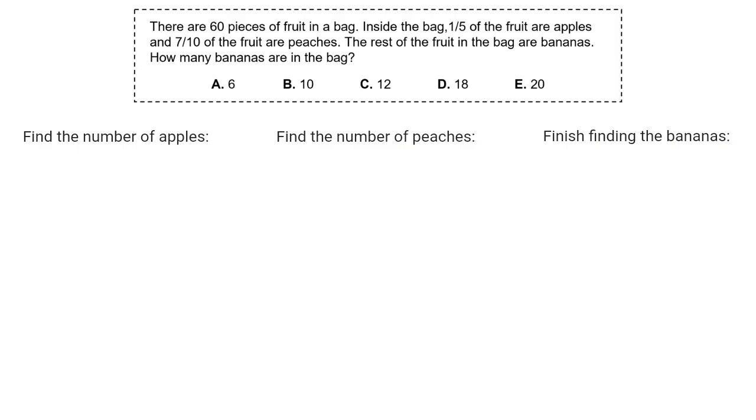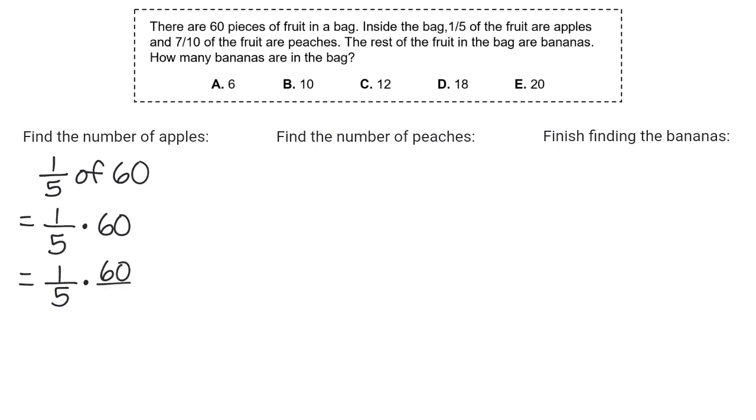So in the problem, they said 1/5 of the 60 fruit are apples. So we're going to have to find 1/5 of 60. And if you ever want to find the fraction of an amount, you just multiply the fraction by the amount. So we're going to have to do 1/5 times 60. And so working this problem out, I'm going to do 1/5 times 60 over 1. And then multiplying straight across, you're going to end up with 60 over 5. And 60 divided by 5 is 12 apples. So there's 12 apples in the bag.